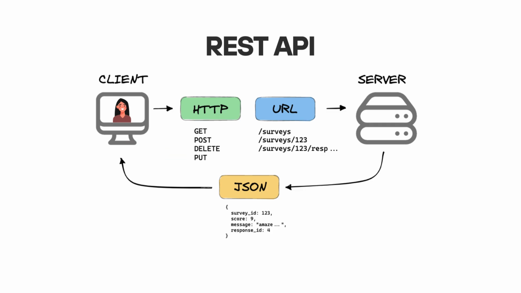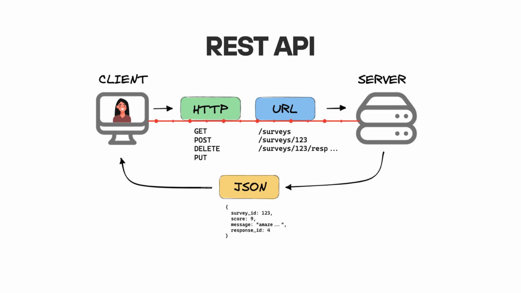For example, if you want to fetch data, you'd use a GET request. If you're adding new data, you'd send a POST request. Now, moving over to the right, we see the server. The server has different URLs, as you can see here, like /surveys or /surveys/123. These URLs represent different endpoints or specific addresses where the server handles requests. So when the client sends a request, it asks for data from one of these URLs on the server.